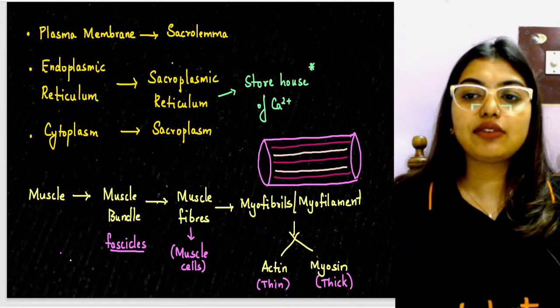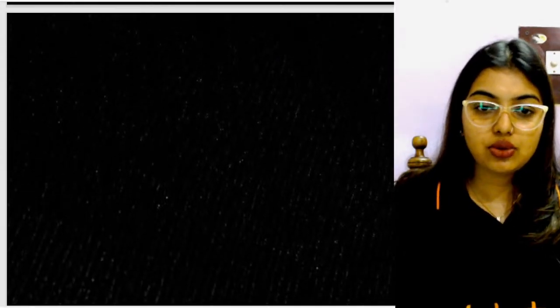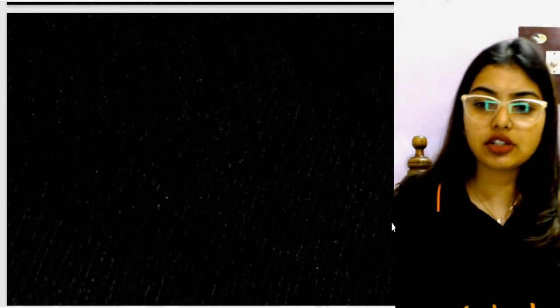Now we have to learn how a muscle contracts. For that you have to learn a diagram, which I'm going to draw. I think we can do it after a break. So I'll resume after a break, students. I will teach you this because this is a very important concept. After that we have a very small portion to understand.